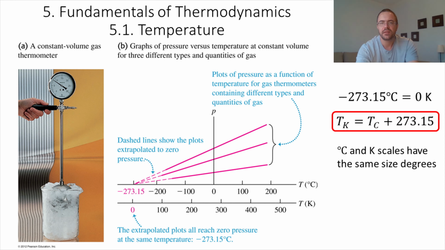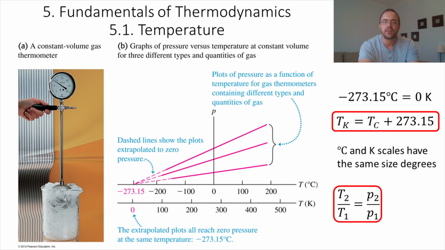Note that this relation means that the Celsius and the Kelvin scales have the same size degrees. Because the pressure has a linear dependence with temperature, if you have two temperatures, say T1 and T2 in Kelvin, and they correspond to two pressures, P1 and P2, then you have the relation that T2 over T1 is equal to P2 over P1, right? That's just saying that they are proportional in the Kelvin scale. In this relation, P2 over P1 is the ratio of pressures in the constant volume thermometer, and T2 over T1 is the ratio of temperature in Kelvin.